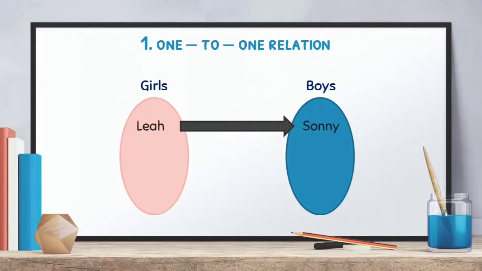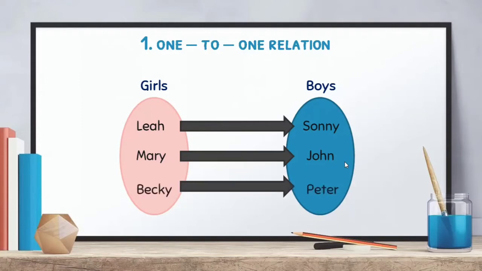First, let's have Leia. So Leia is mapped to Sunny, meaning Leia is related to Sunny, or Leia corresponds to Sunny, or Leia is associated to Sunny. Same also with Mary. Mary is mapped to John. So Mary is related to John. Becky is mapped to Peter. So it follows that Becky is related to Peter. So that's how you show a one-to-one relationship. Meaning, for every name in our set of the girls, it corresponds to one name in our set of the boys. All right? Any question?